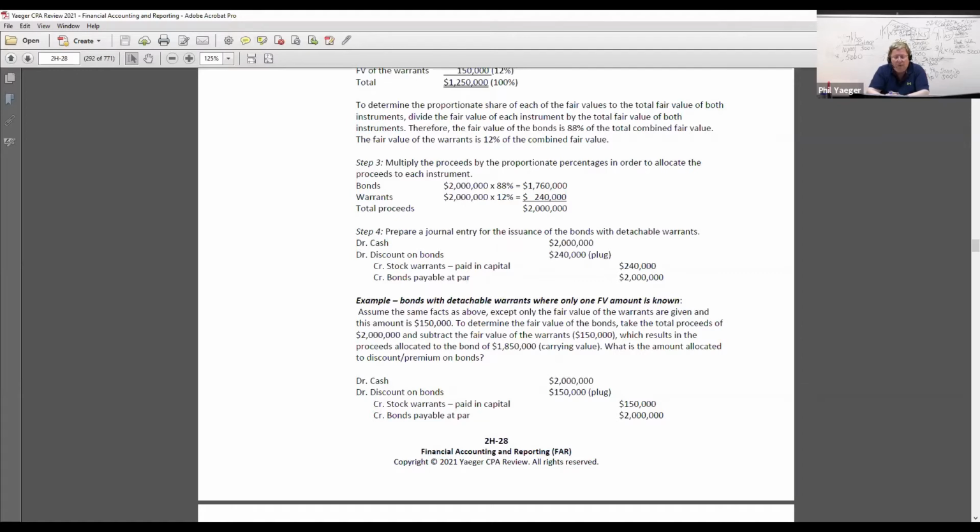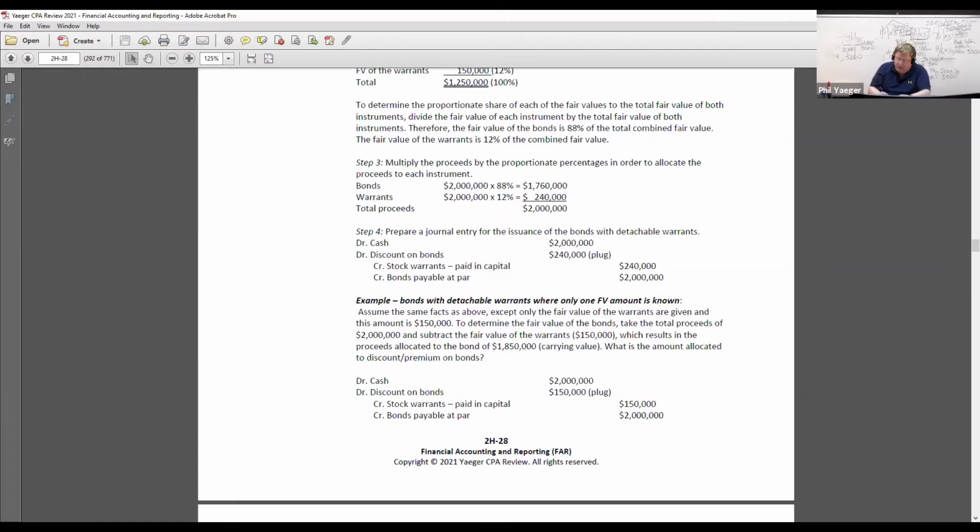All right. Now, what's the balance of the proceeds that goes to the bonds? How much? 150,000 goes to the paid in capital. All right. And 2 million is the cash. So we got 1,850,000 going to the bonds, right? Yes. All right. So $1,850,000 has to be the carrying value of the bonds. All right. Now, how do you get the 1,850,000?